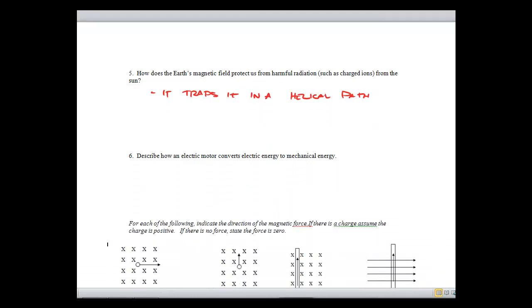Describe how an electric motor converts electric energy to mechanical energy. Current in a field is pushed by the magnetic field. That current is the electrical energy. So when we have current flowing, we're using electrical energy. The interaction between that current carrying wire and the magnetic field causes it to be pushed. That pushing moves the object, and now we have mechanical energy.